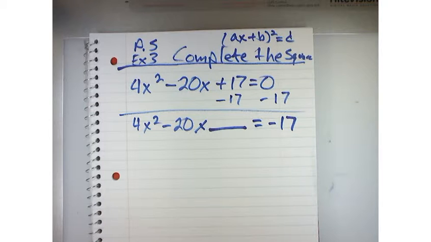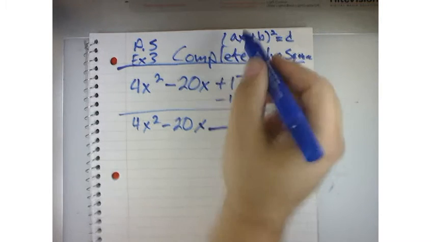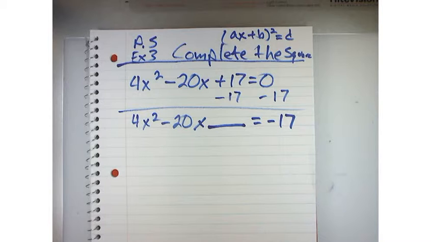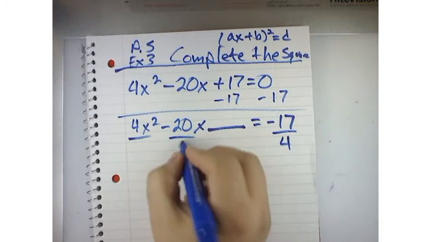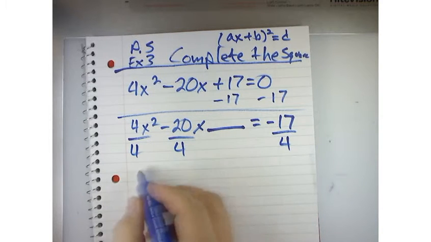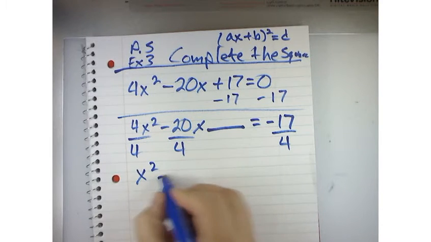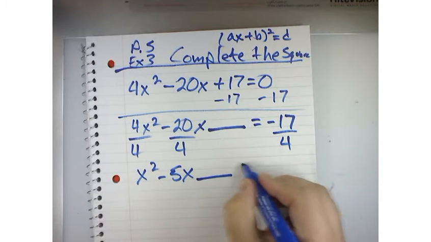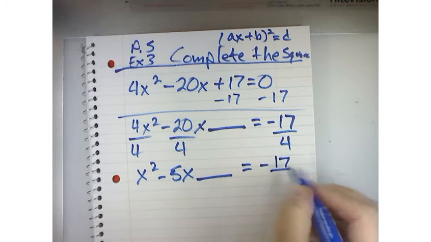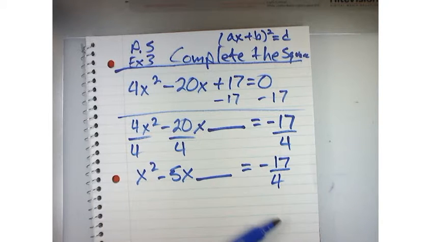The problem is, in order to get ax plus b squared, I've got to get rid of that 4 that's in front of the x squared. So how do I do that? I have to divide everything by 4. So I'm going to divide by the leading coefficient, and that will give me x squared minus 5x, leave a blank spot, equals negative 17 over 4.